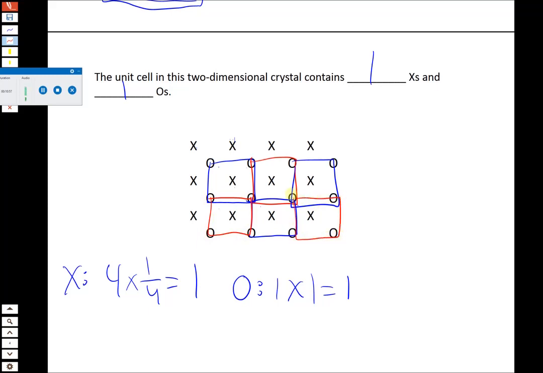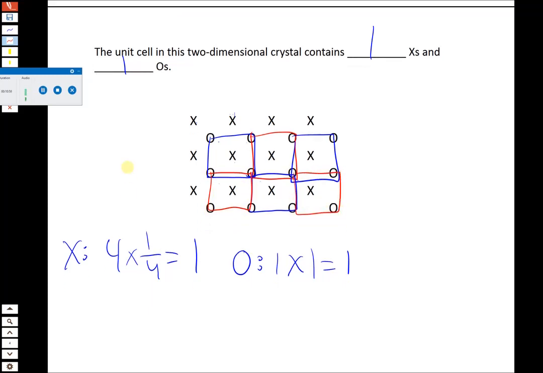If we were to draw this as our lattice, which is a perfectly valid way of doing it, it's ambiguous what we define as the corners and the centers, but we would just count these oppositely. In the second picture, oxygen would be the one that's 4 times 1/4, or 1, because the oxygens are in the corners, each shared by 4 unit cells, and the X's are in the center. So there are 2 ways of counting, but both ways you get 1 X and 1 O in the 2-dimensional unit cell.